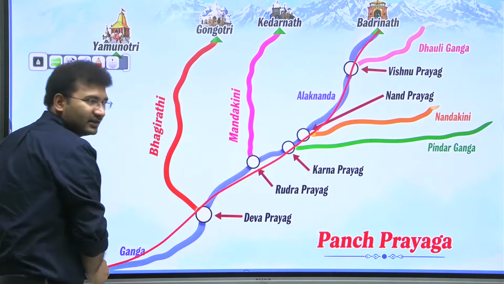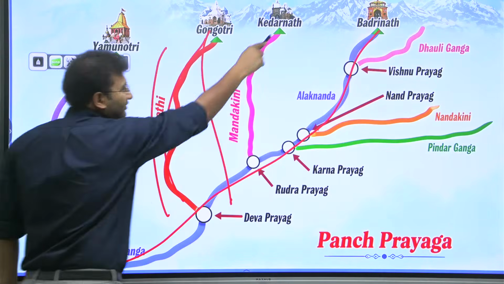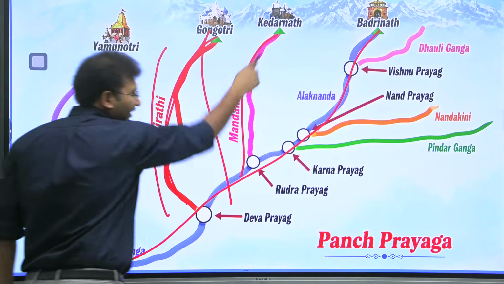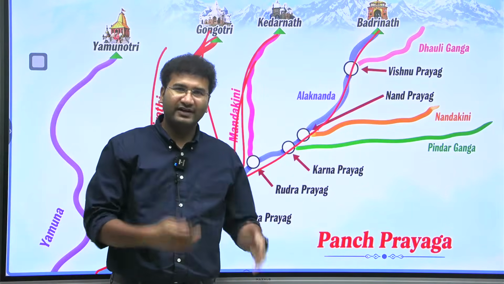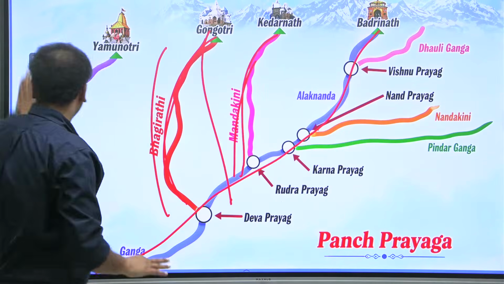From Badrinath Alaknanda comes, and then keep on joining. 1, 2. This is Badrinath. This is Mandakini. Okay, from Badrinath, Bhagirathi and Mandakini. Right? And keep on adding the rivers. The more facts that you add, it will be easy. The class is not over yet, 5 minutes. Okay?